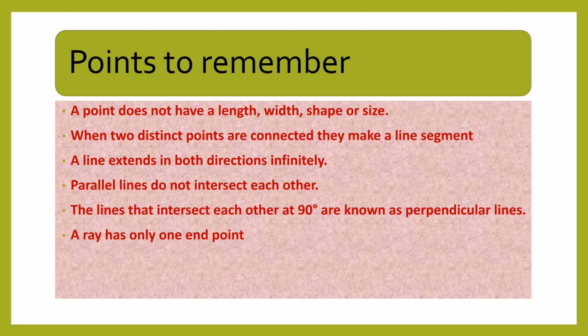In this lecture, we covered the foundation of geometry. We talked about a point, that it doesn't have any length, width, shape or size. And a line segment has two distinct endpoints. A line extends to both directions infinitely. Parallel lines do not intersect each other and always go in the same direction, and the distance between parallel lines is always the same. The lines that intersect each other at 90 degrees are known as perpendicular lines. And a ray has only one endpoint.